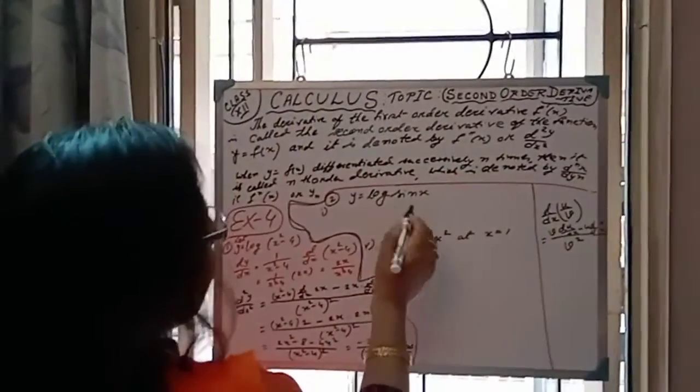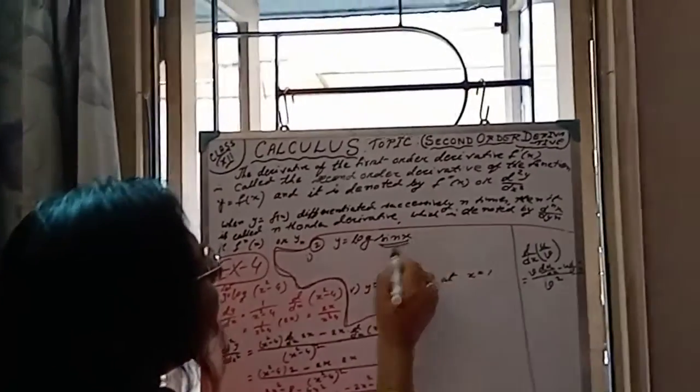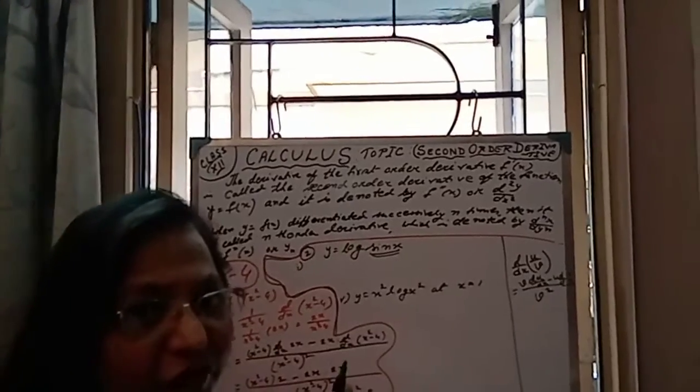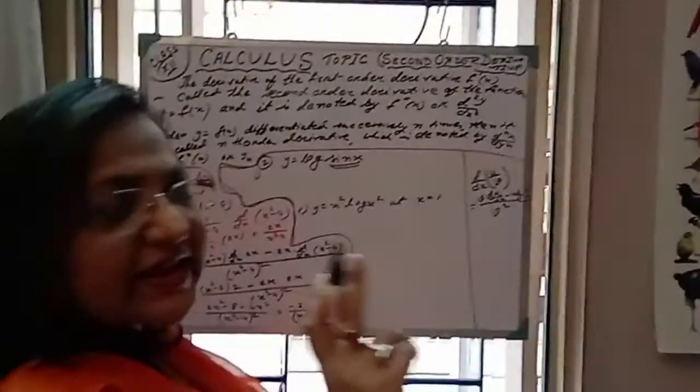Next is log sin x. We will take this sin x as x, same as before. Sin x we will consider as x. Then dy/dx equals to what?